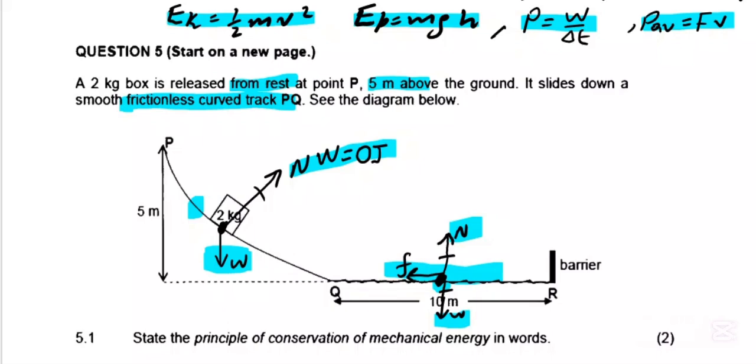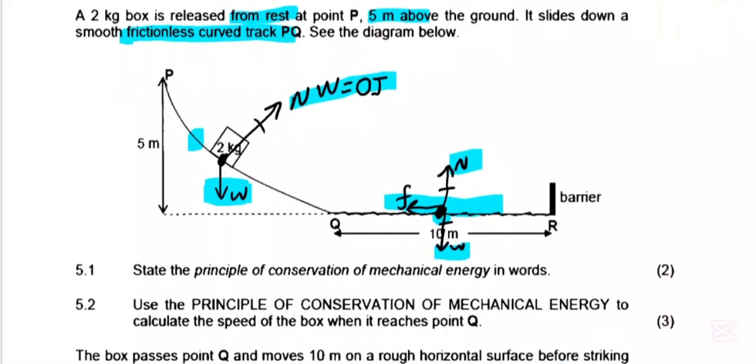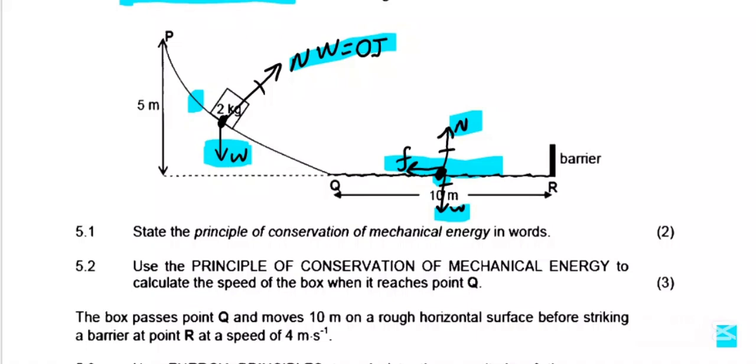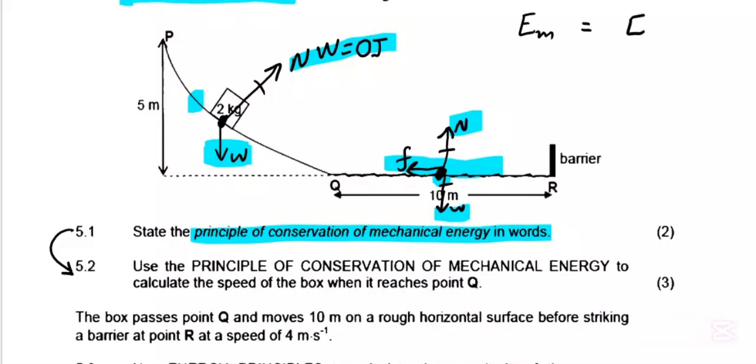So let's quickly go to the questions. The first question is: state the principle of conservation of mechanical energy. So this is very simple. When you state the principle, it means the following question to calculate, you are going to use that principle. So the principle of conservation of mechanical energy states that in an isolated system, the total mechanical energy is conserved, which means the mechanical energy is the same at any point.